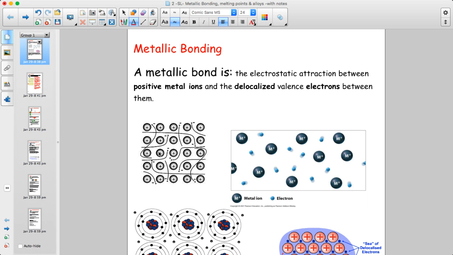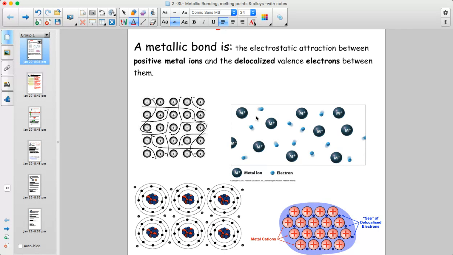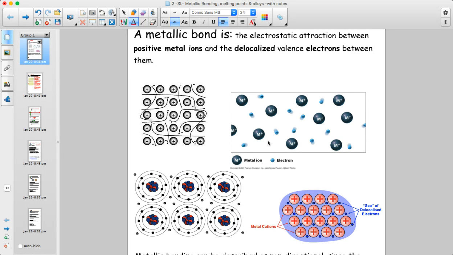So again, metallic bonding is the electrostatic attraction between positive metal ions and the delocalized valence electrons between them. So that's the model we think of when we zoom in on a metal. It has this ordered but yet sort of loose arrangement where you've got a geometric arrangement of positive metal ions with valence electrons that are allowed to move, delocalized, between all of the ions. And so we describe that bond as very non-directional, because the positive ions are attracting different electrons at all times as they move past them.